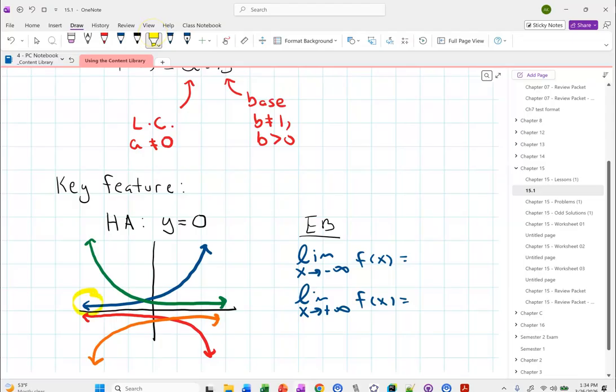Talking about this, it's going to y equals 0, because it's following the x-axis, right? What is the right end of that graph going to in the y direction? Positive infinity.